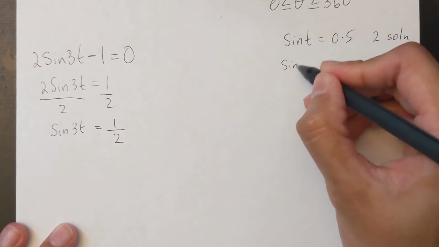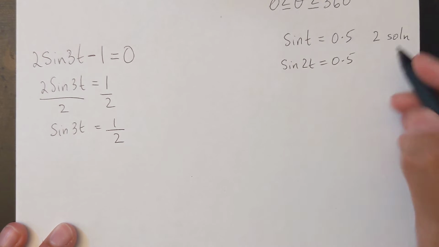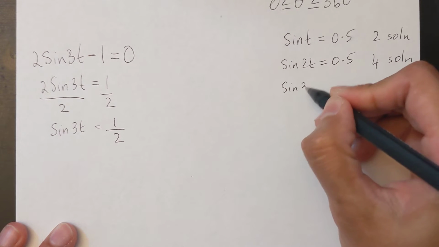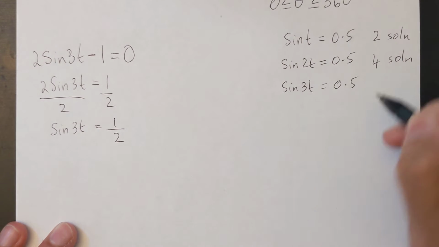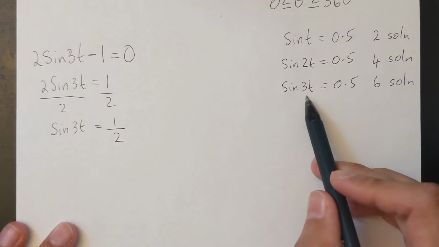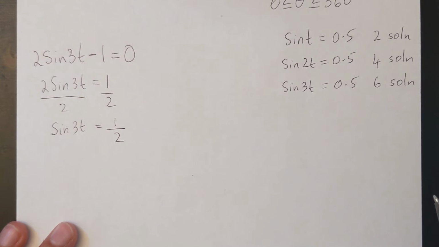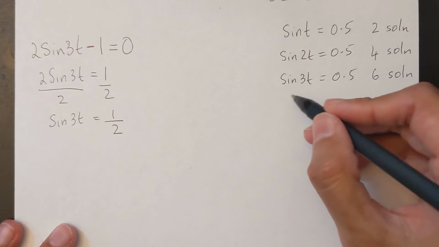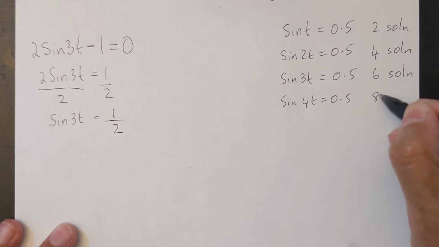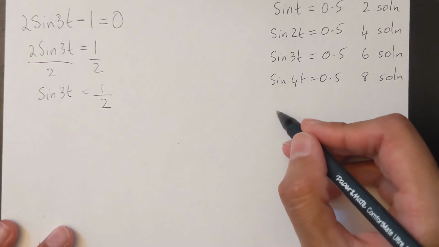If I have sine 2t equals 0.5, my period is going to change here, so I'm going to have 4 solutions. If I have sine 3t equals 0.5, my period is again going to change. I'm going to have 6 solutions. So the value of k here affects the number of solutions between 0 and 360. To explain why, I'll do one more example. Sine 4t equals 0.5, you would have 8 solutions. So to explain why, I'm going to actually draw out the graphs and explain it.